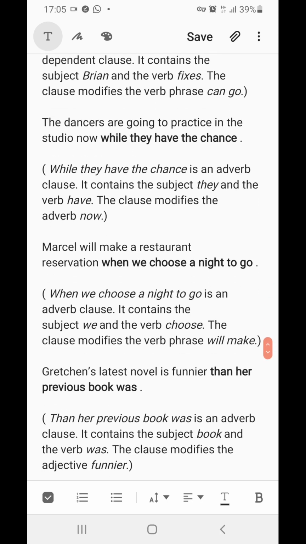Let us see another example. Marcel will make a restaurant reservation when we choose a night to go. So when we choose a night to go is an adverb clause. It contains the subject we and the verb is choose. So the clause modifies the verb phrase will make.